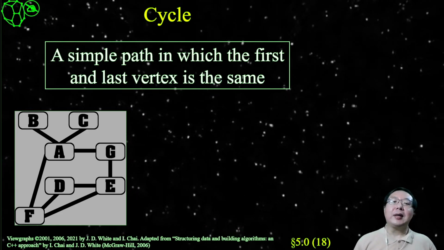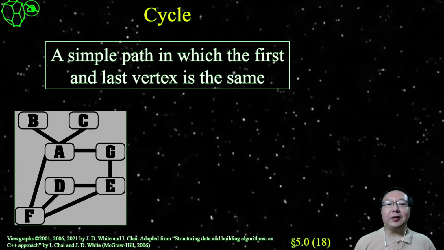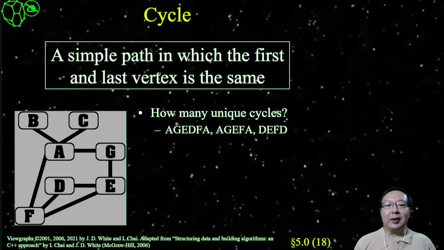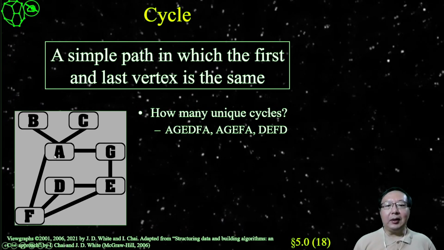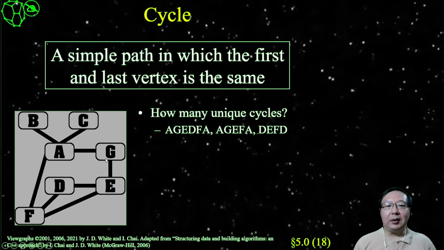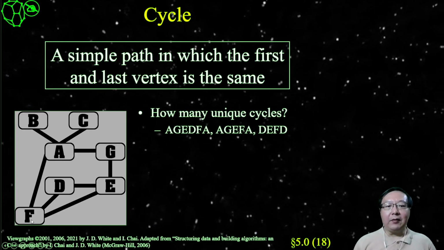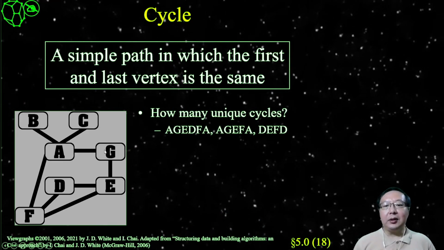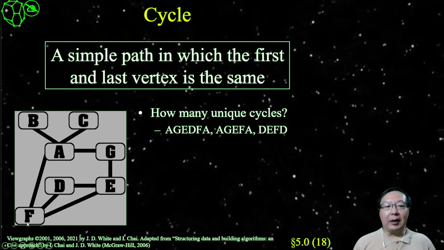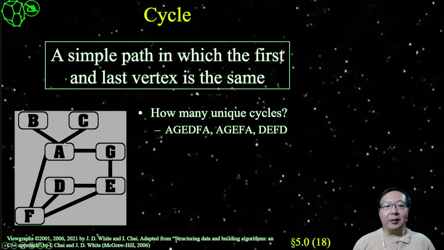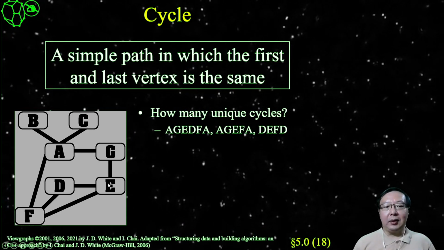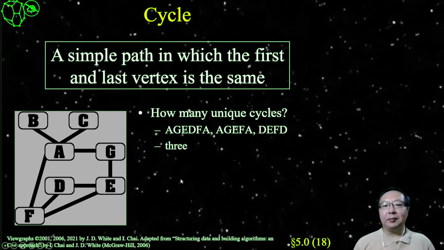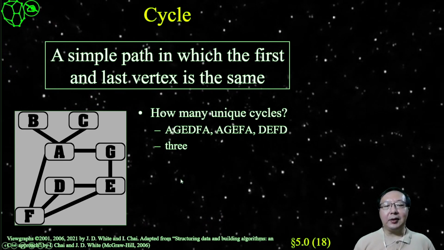Cycle. A cycle is a simple path in which the first and last vertex is the same. So how many unique cycles are there? Well, look, A, G, E, D, F, A. So we've gone one cycle. A, G, E, F, A. We've gone another cycle. D, E, F, D. We've gone another cycle. So there are actually 3 cycles in this graph.